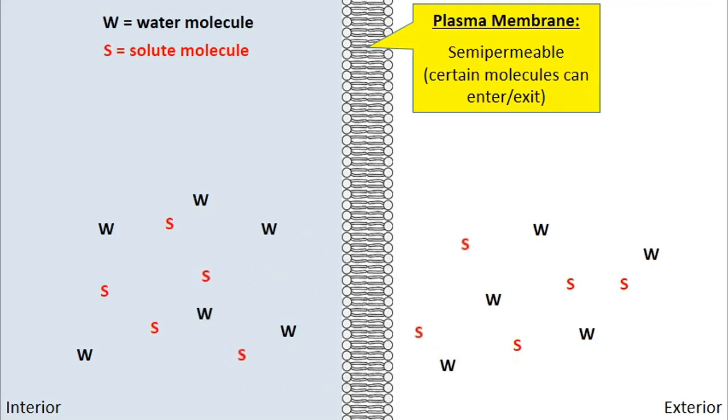But molecules like the solutes, for a variety of reasons, are incapable of passing through our cell membrane here. Sometimes solutes are too large, sometimes solutes have a charge on them that makes them unable to pass through the cell membrane. So the plasma membrane generally can allow water to pass freely, but not the solutes.